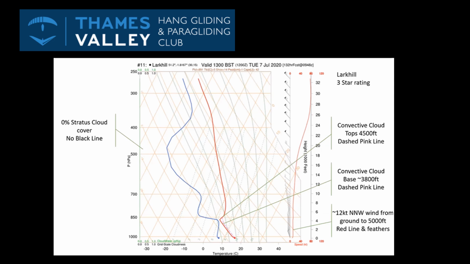The Cape figure in the line of text at the top of the soundings output is also only 42, and this signifies a very low risk of thunderstorms.